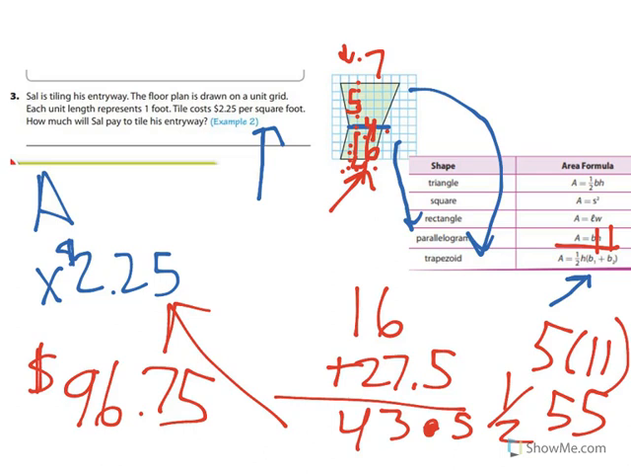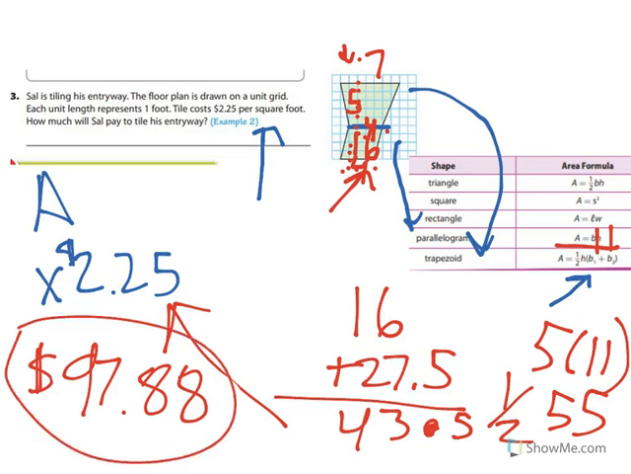So once again, 43.5 times my cost, 2.25. Oh, sorry, I don't know what I was multiplying by before. That's not what I get. I get $97.88 after rounding it to the right place. It's always good to do it multiple times. As you can see, sometimes simple mistakes happen, and there is my cost.